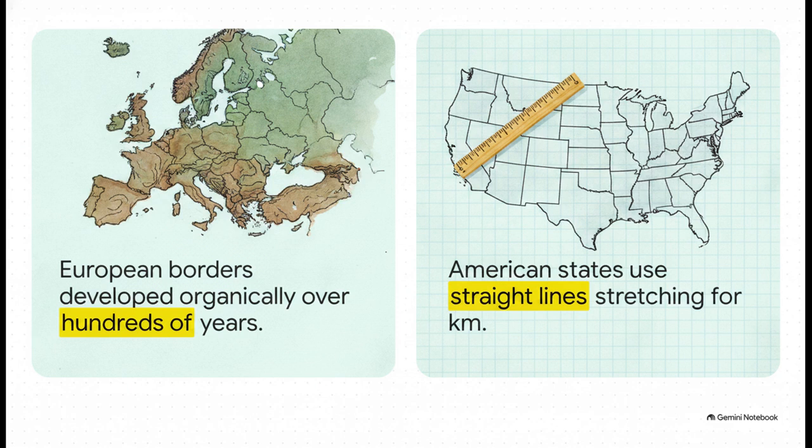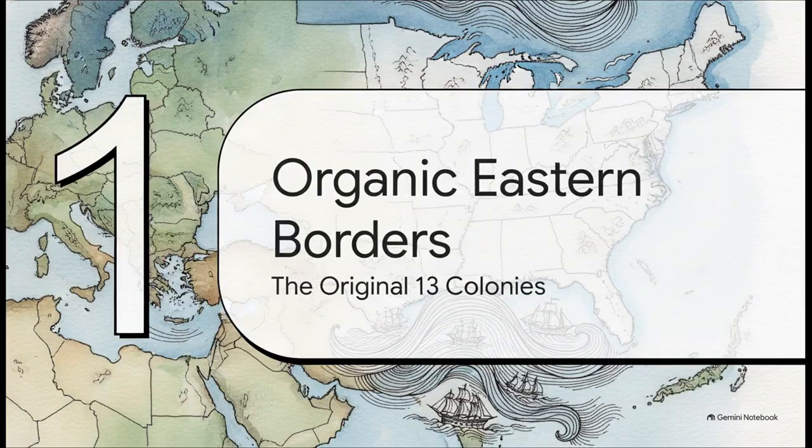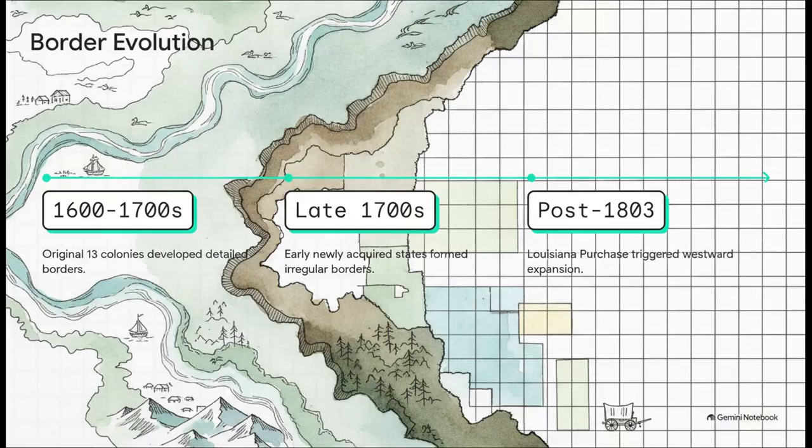But to really understand why these straight lines exist, we actually need to rewind and go back to the very beginning. Part 1. The Organic Eastern Borders. You see, for hundreds of years, all throughout the 1600s and 1700s, the original 13 colonies developed highly detailed, irregular borders based on natural geography. Just like over in Europe, these lines were totally dictated by rivers, mountain ridges, and organic settlement patterns. And even as early, newly acquired states started forming, this messy, natural process just kept going.